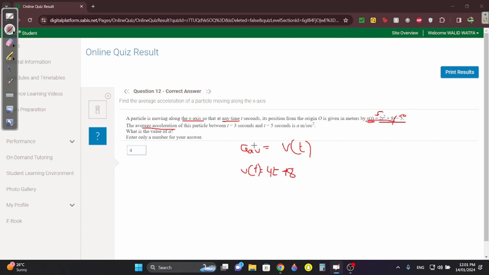How do you find average acceleration? You have to plug in. Since it's average, you plug in using 3 and 5.